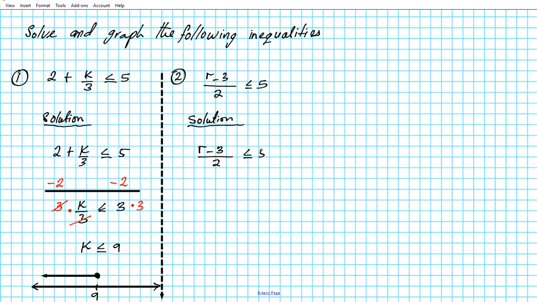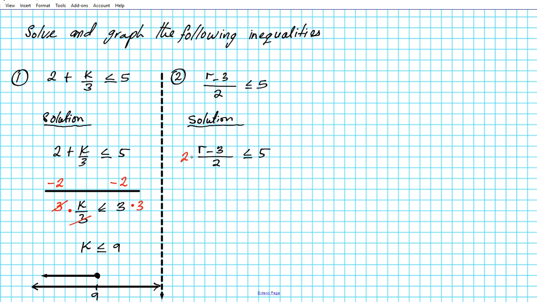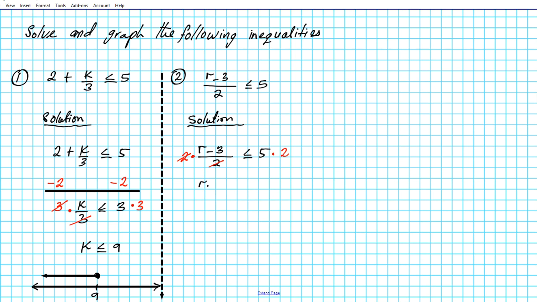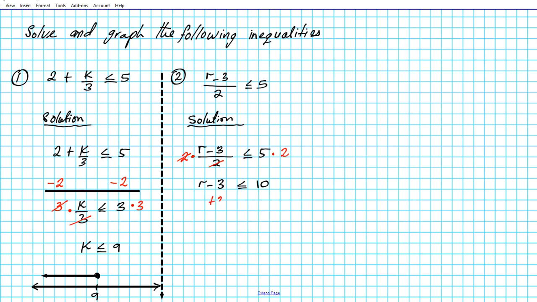To get r isolated, we're going to multiply by 2 first, and then add 3 to both sides. Okay, let's do it. So you multiply by 2 on the left and the right. The result is that this denominator is divided out, and then you have r minus 3 is less than or equal to 10. And then the final step, you simply add 3 to both sides of the inequality. And that will yield our final result.